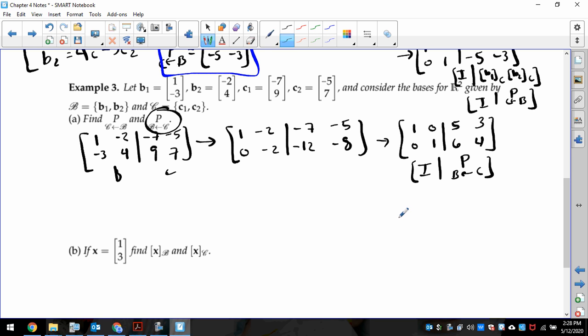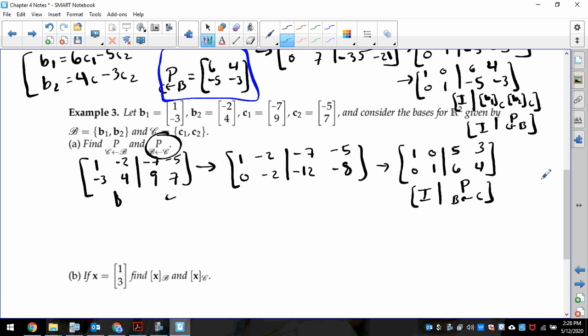You might make a guess and say, well, wait a second, wouldn't these matrices be inverses of each other? If I row reduce one to get the identity on the left and row reduce the other to get the identity on the left, wouldn't they be inverses? And the answer is yes. So P going from B to C is just going to be P going from C to B inverse.